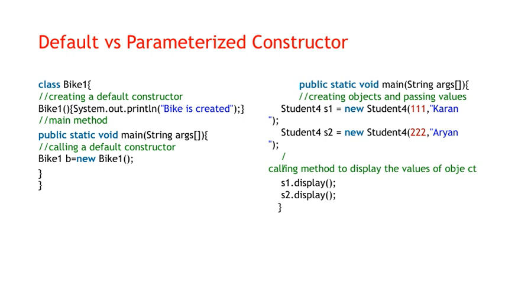Moving on to the Student4 class example, here we see objects being created with specific values, like Student4 S1 = new Student4(111, Karen), and Student4 S2 = new Student4(222, Arian). These are examples of parameterized constructors because they accept arguments to initialize the objects with specific data right at creation. After creating these objects, we call their display methods to show their values. This demonstrates how parameterized constructors allow us to set up objects with customized data immediately, making our classes more flexible and useful.